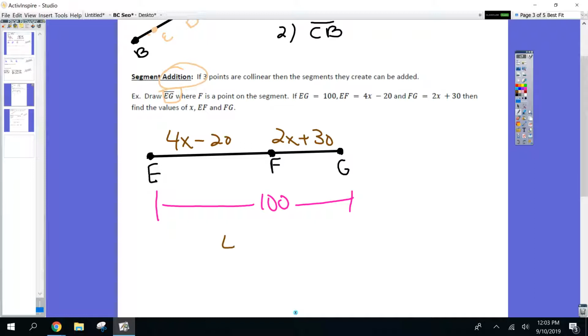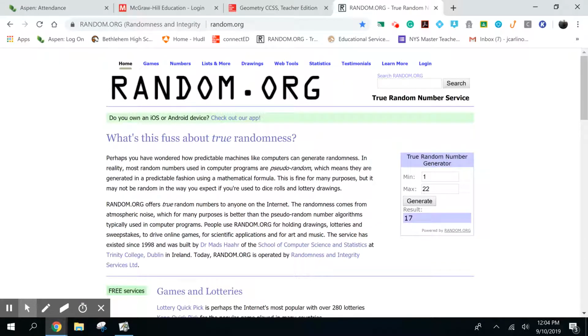There you go. 4x minus 20 plus 2x plus 30 is equal to 100. I'm adding those 2 segments to get to the whole one. All right. And I'm going to go step by step. I know you guys could skip steps. I'm okay with that. I just want to know step by step, though, what do I do here? Just so your algebra skills are on point. 20, what's my first step here?